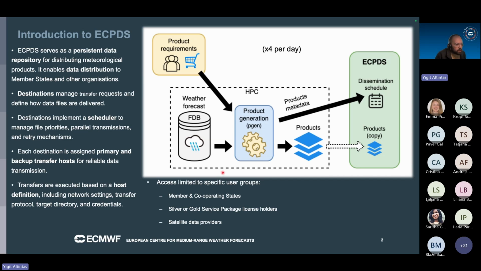So who has access to ECPDS as a user? Of course, our member and cooperating states have unlimited usage there. Our silver or gold service package license holders can have users to control their destination. And also, of course, satellite data providers like ESA and EUMETSAT also have access.